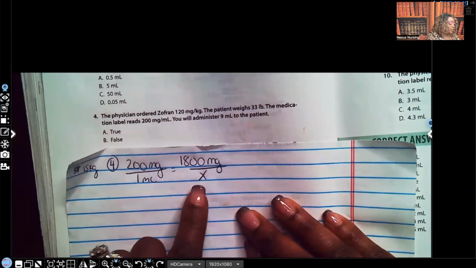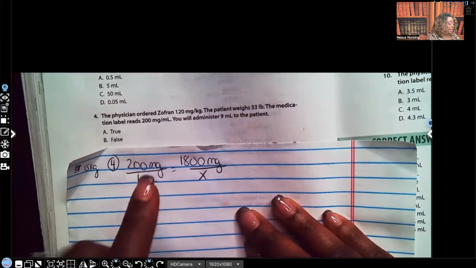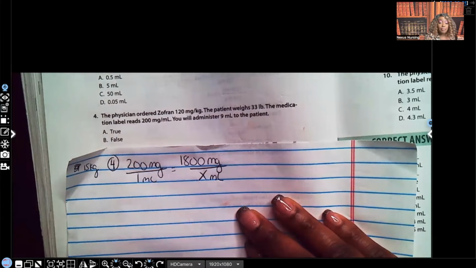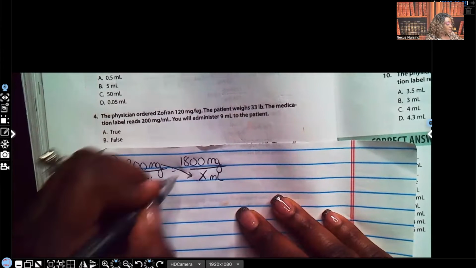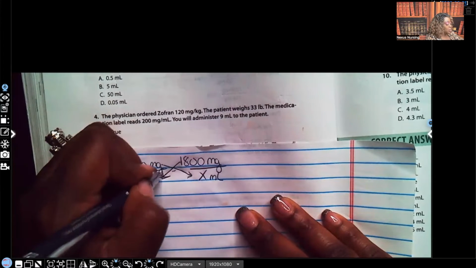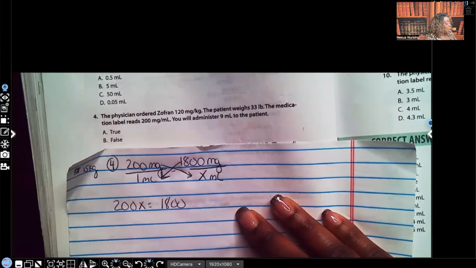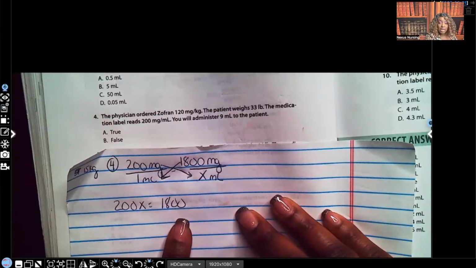We're not done. We have to put a unit on the X. You see, milligram, milligram, milliliter. We're going to X milliliters. Whatever we solve for is going to be an ml. Now that our problem's set up, let's cross multiply. 200 times X is going to be 200X. 1,800 times 1 is going to be 1,800. 200X equals 1,800.